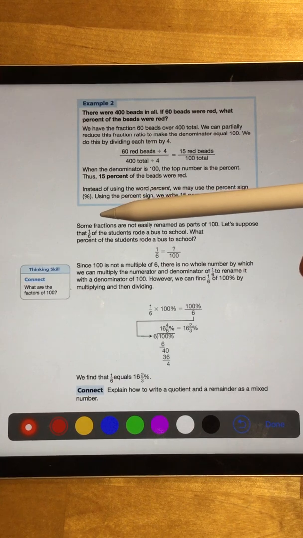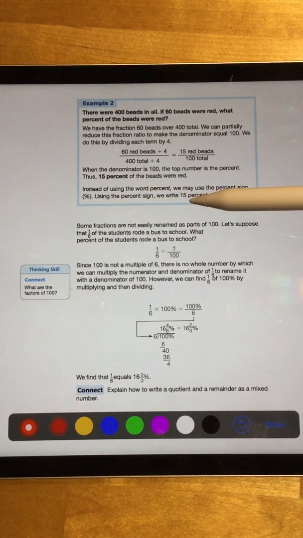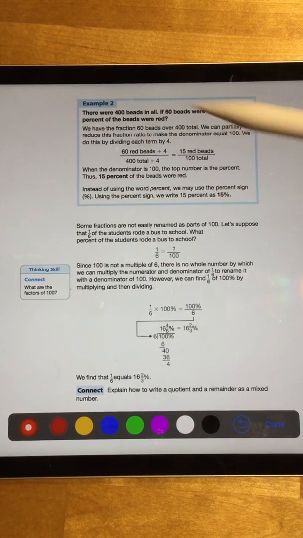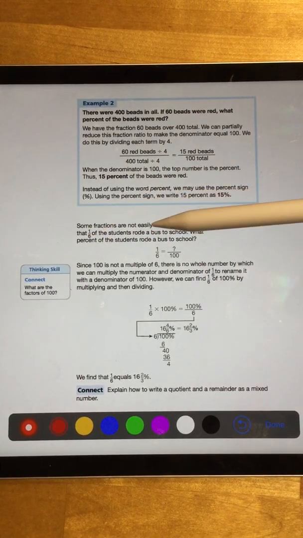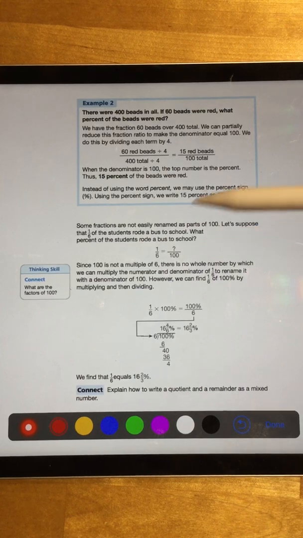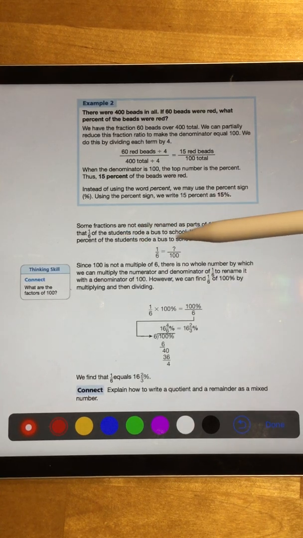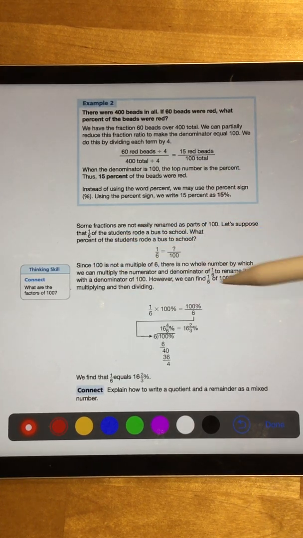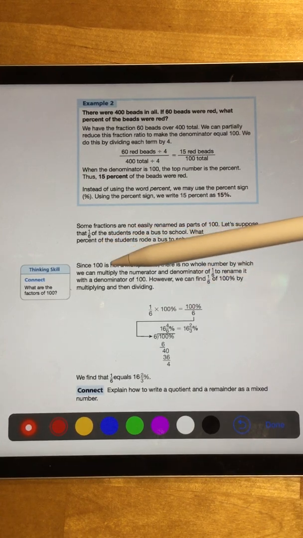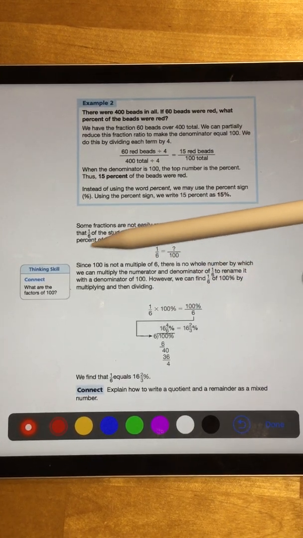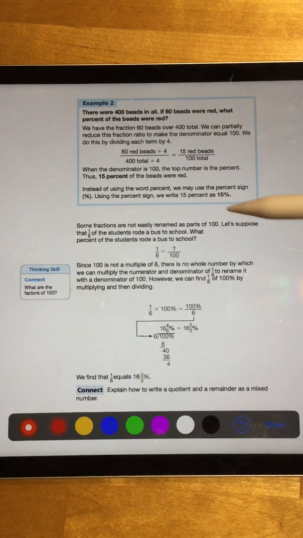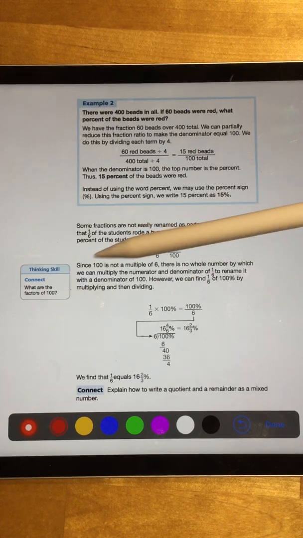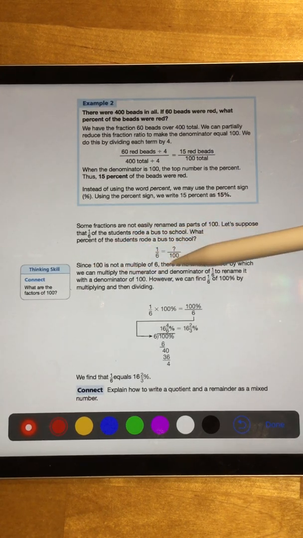All right. So some fractions are not easily renamed as parts of 100. Just as we look at here, 6 does not evenly go into 100, correct? So we need to think about what we can do to be able to still find the percent. And we have actually done some of this before. Since 100 is not a multiple of 6, there is no whole number by which we can multiply the numerator and the denominator of 6 to rename it with the denominator of 100.